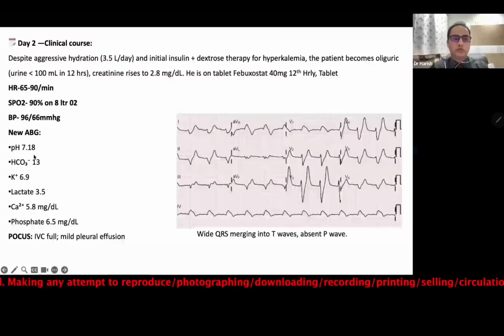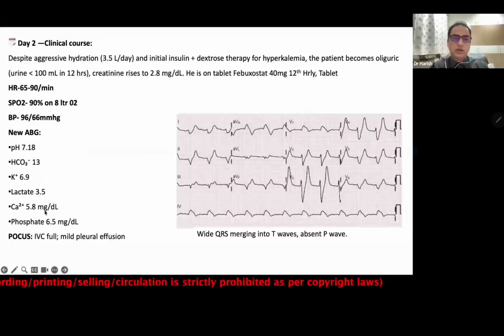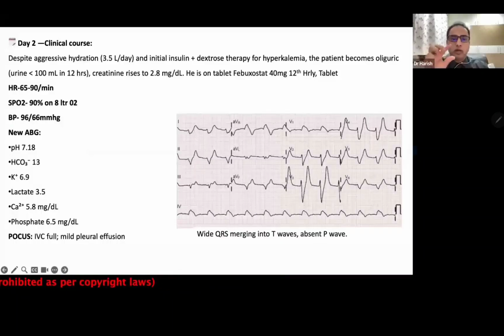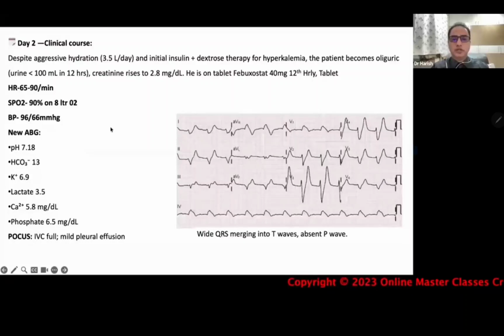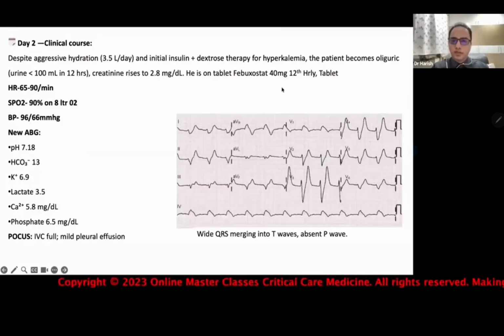ABG shows acidosis worsened, pH of 7.18, bicarb 13. Potassium is 6.9, lactate is 3.5, calcium is 5.8 milligram per deciliter, phosphate is 6.5. So we did a repeat POCUS. IVC is full, with no variability in relation to respiration. He has started having mild pleural effusion. So this is the ECG. There is a wide QRS merging into the T wave, with absent P wave. This suggests there is a significant impact of the high potassium value in terms of the ECG findings.